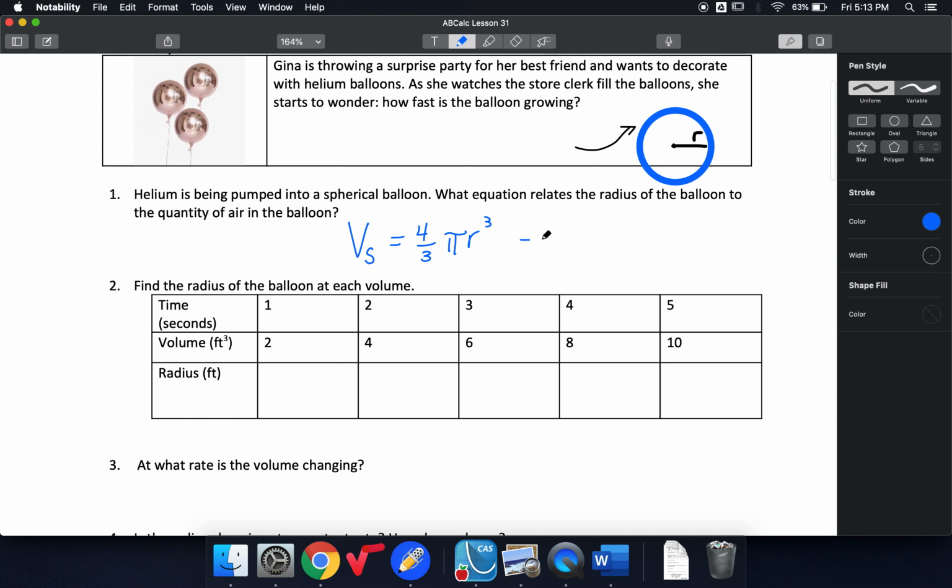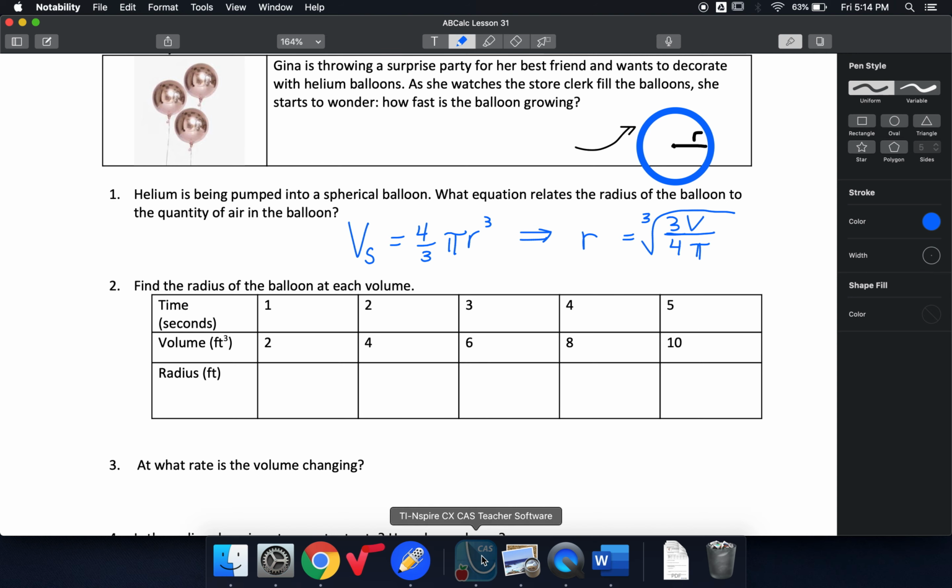So rearranging this equation, this implies that my radius cubed is going to be 3 times the volume over 4 pi. So that means that for the radius, I'm going to take the cube root of both sides. And if we have feet cubed, our radius, of course, is going to be in feet. And so I can use this to find my radius.